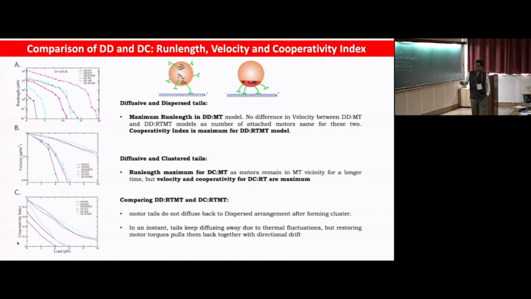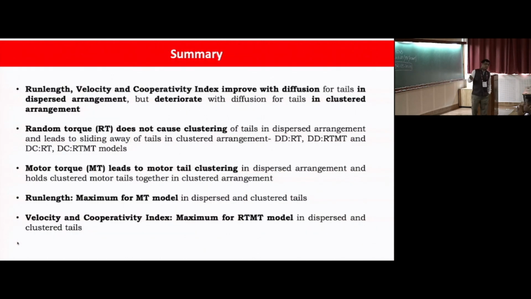And if we compare the performance of diffusive dispersed and diffusive cluster models with the combination of both random torque and motor torque, we see that the motor tails do not diffuse back to a dispersed arrangement after forming the cluster. At any instant tails keep diffusing away due to thermal fluctuation, but restoring motor torques pull them back together with a directional drift. So this is the summary of our work from all of these simulations.